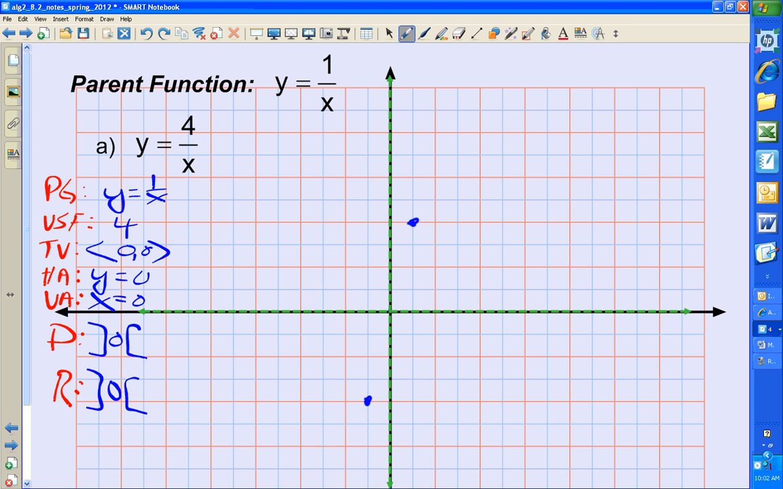In the parent graph, right 4, up 1 over 4. We have a vertical stretch factor of 4, so right 4, up 1. And left 4, down 1. Right? That gives you a better idea how much slope, how much whoosh you have to your ramp. So from your asymptote, push the asymptote.